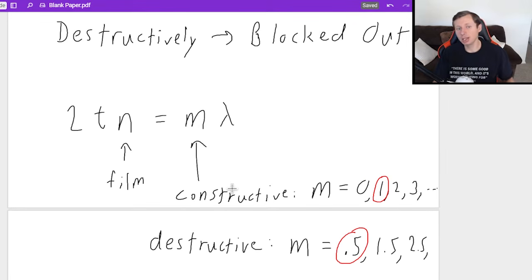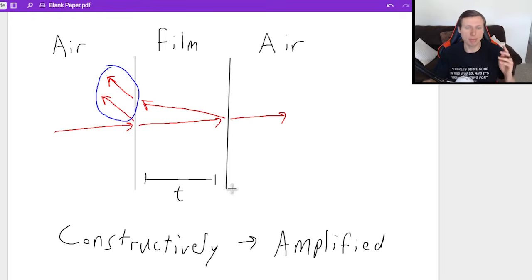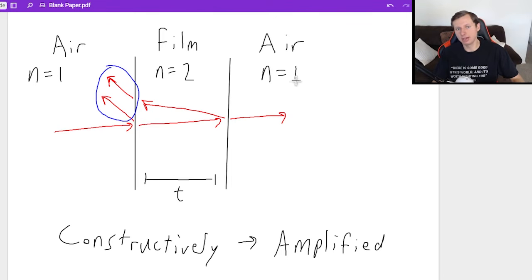Now this is basically everything you need to know except for the most important part, which is it depends on if there is a phase shift or not, which also depends on the index of refraction, which is what n is. So for air, let's say n equals 1. For the film, we'll just make up a number, n equals 2. And for air again, n is 1. Here's what you need to know.